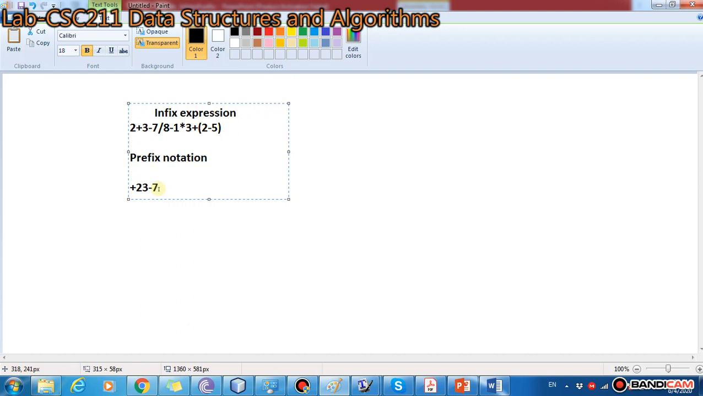So in prefix notation, the operator is mentioned first and then the operands are mentioned, and in postfix notation, the operand is mentioned first. For example, 2 3 and then the operator plus and then for example let's suppose 7 and then minus, and so the operands, as you can see, are mentioned first and then the operator applied on those operands is mentioned.